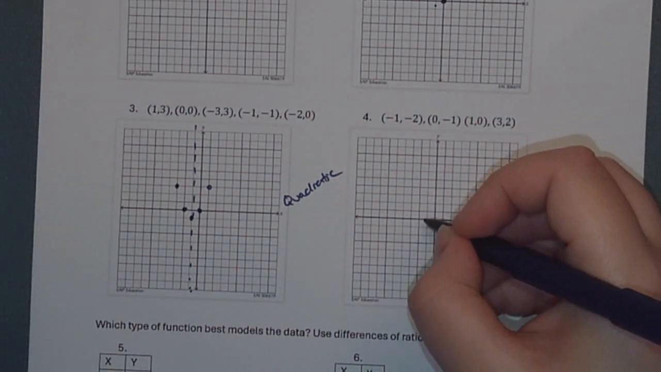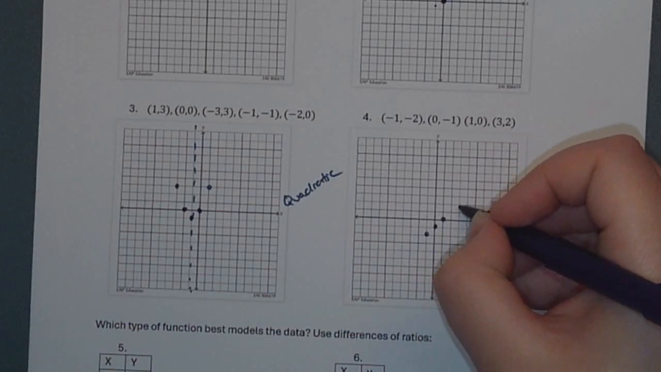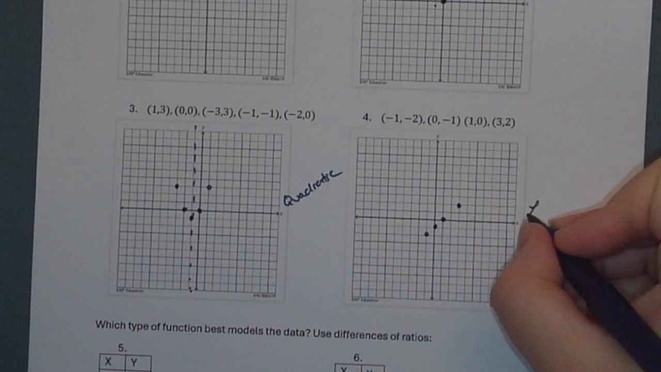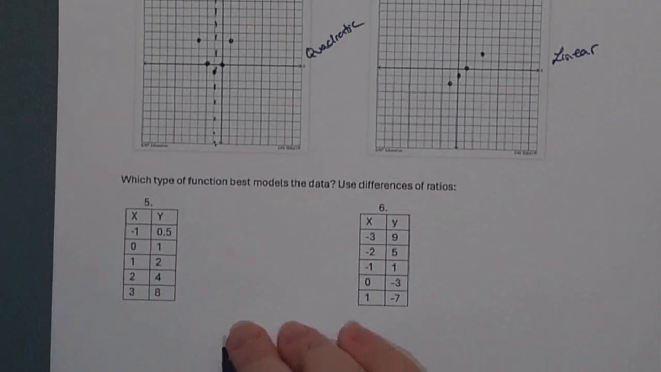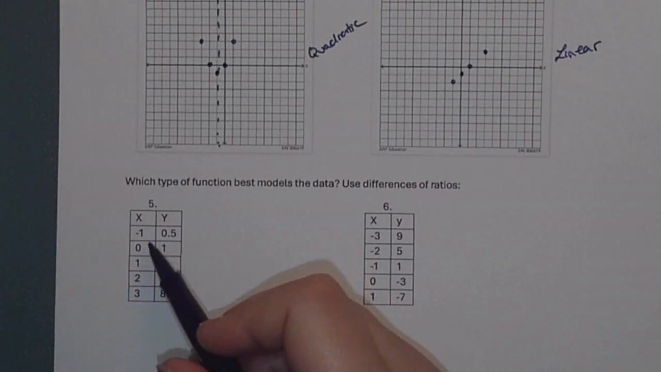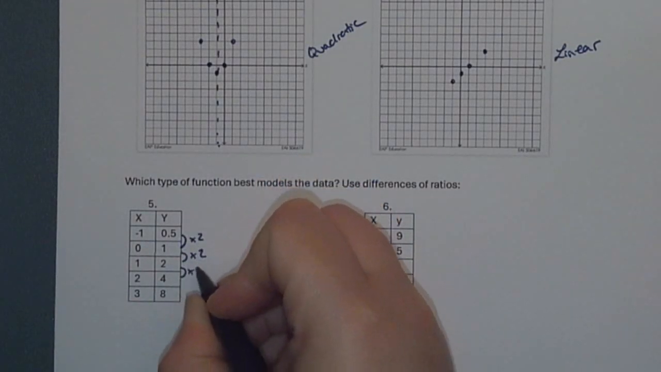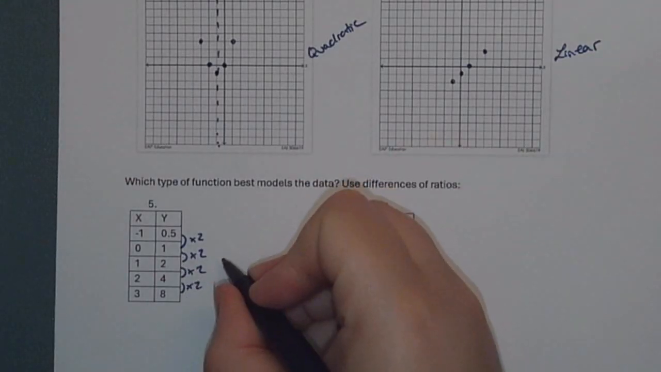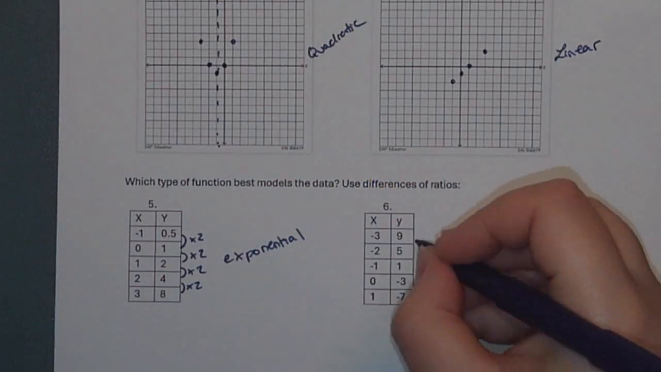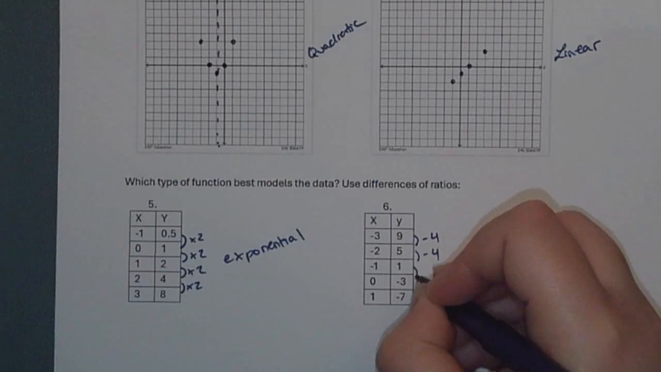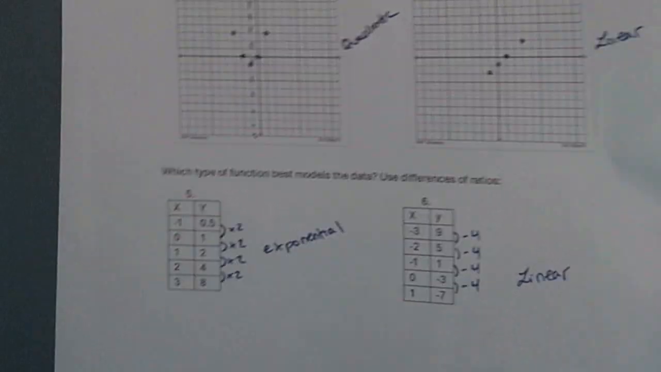And last one, we have negative 1, negative 2, 0, negative 1, 1, 0, and 3, 2. These are all in a line, so this is linear. Alright. Let's see what we have here. So from one thing to the next here, we're actually multiplying each of these by 2. If we're multiplying by something from term to term, that is an exponential function. Over here, we're subtracting 4 each time, so that is actually a linear function.